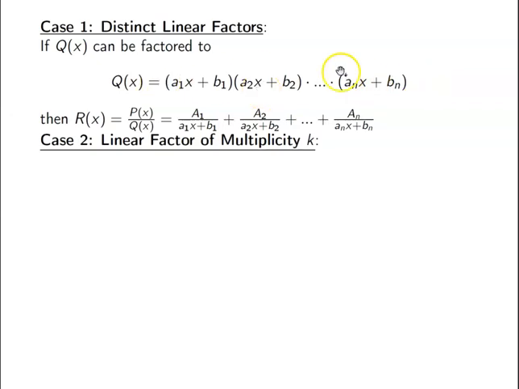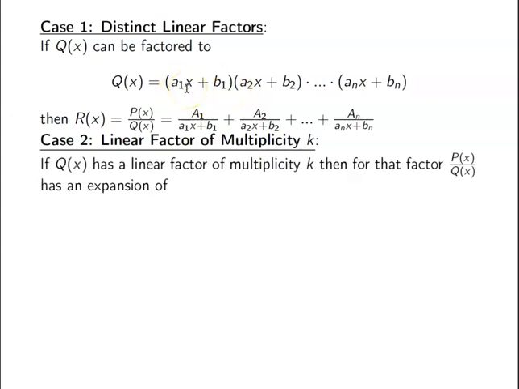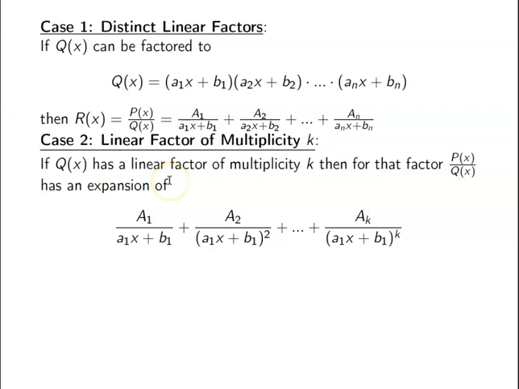If one or multiple of these has multiplicity, so maybe there's four of these, so this would be a1 x plus b1 to the fourth power, right? So if there's four of these first terms, for instance, I would go to case two, which is that for each linear factor that has multiplicity, I start to break it down in this form. Some constant over it, plus some constant over that same factor but squared. Some constant over the same factor but cubed, and so forth until I get up to whatever that power k is. So if it's a 10th degree, I would break that one single 10th degree term down into 10 pieces.